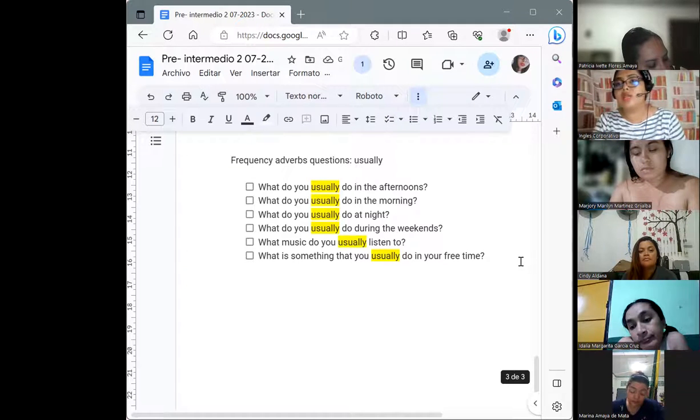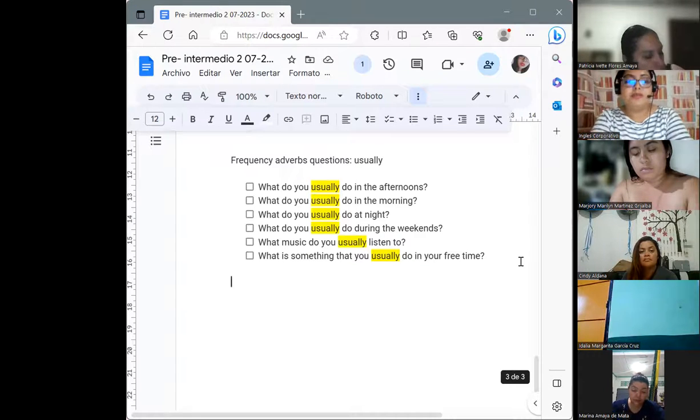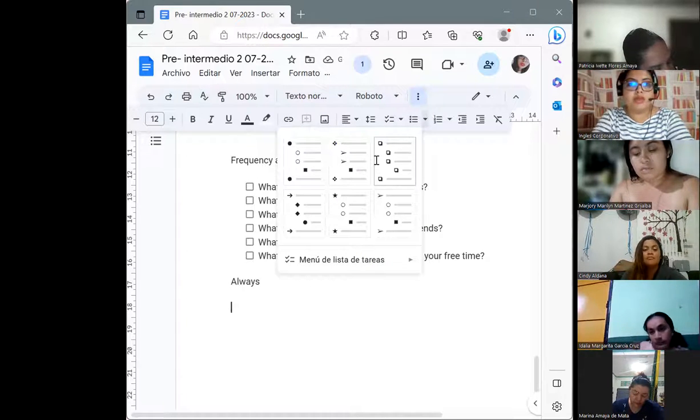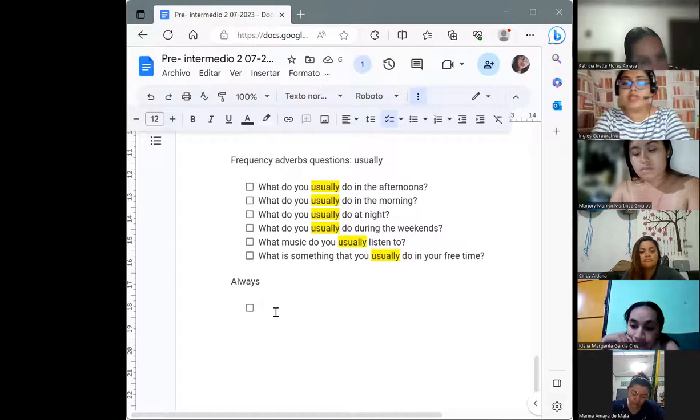Now, we are going to see the second group. In this case, don't worry, we are not going to answer this one. These are just for examples. Vamos a verlas nada más como ejemplo. Vamos con la palabra always. And in this case, we have this one. It says, do you always dream? Do you always dream?